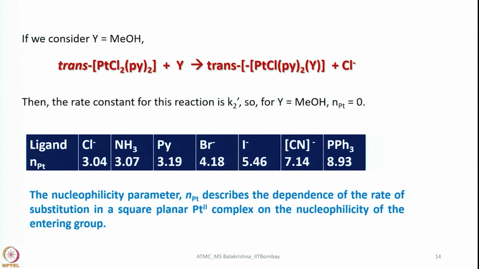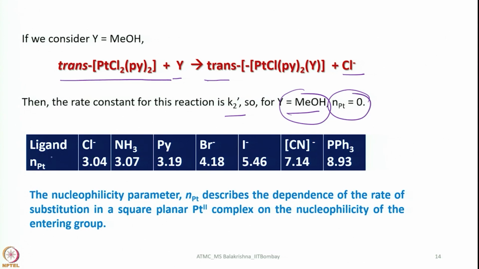If you consider Y as a solvent molecule such as methanol. So, in this reaction if you take for example the trans dipyridyl dichloroplatinum compound and if you add Y, what we are getting is a trans compound here and Cl goes off. So, we are getting a compound of this type. So, now the rate constant for this reaction is K2 prime. So, for Y equals this one, n_Pt would be 0. So, you can go back and use this one, you will come to know.